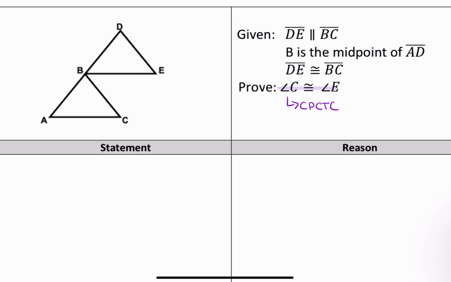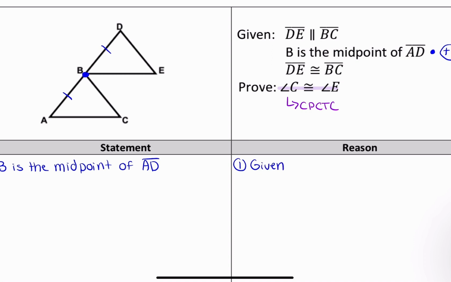So if I go to this first given that B is the midpoint of AD, I see B is the midpoint, and a midpoint gives me 2 congruent halves. So I have +1 here, and then it will give me those line segments. So let's go ahead and mark that in. Statement number 1, I'm going to say B is the midpoint of AD, and that's given.